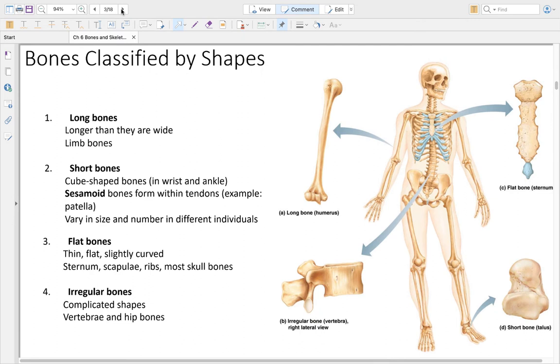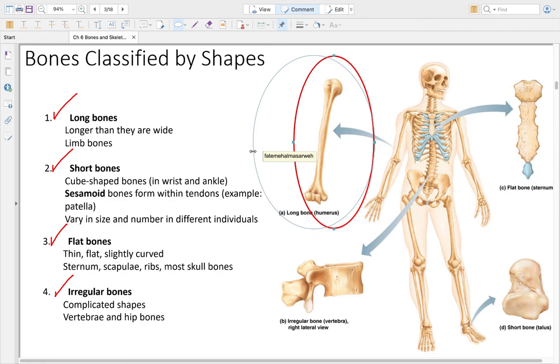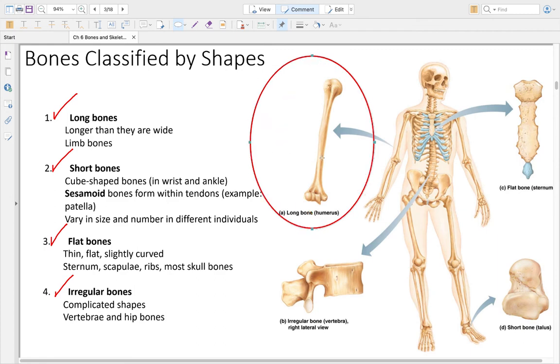Next, we classify bones based on their shapes. Now, it shouldn't be surprising that we have long bones, short bones, flat and irregular. A long bone is, okay, this is an example of a long bone. This is your upper arm, which is technically called the humerus bone.